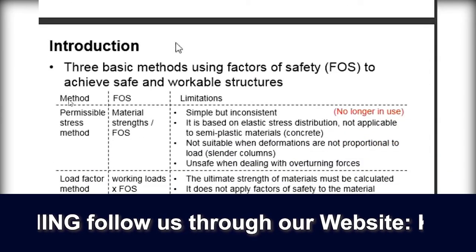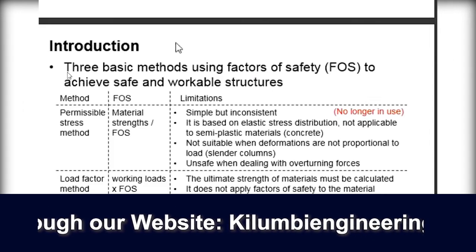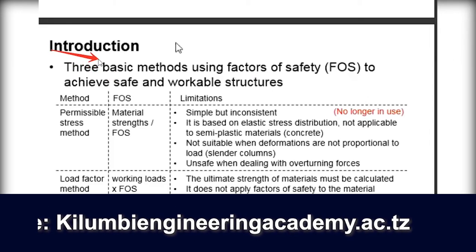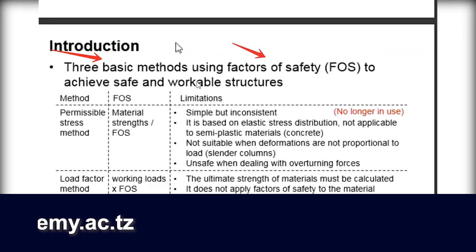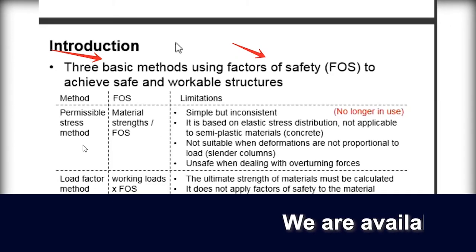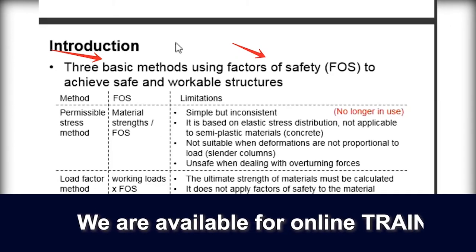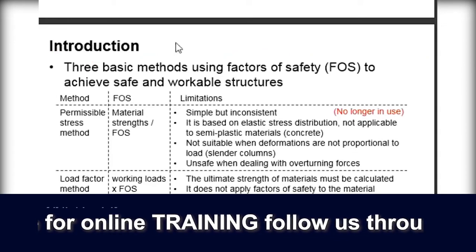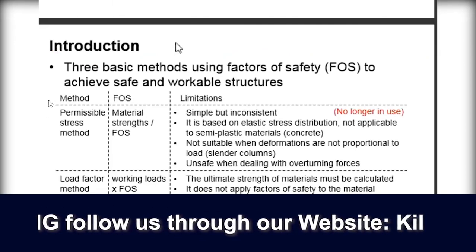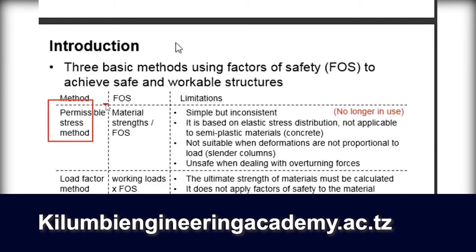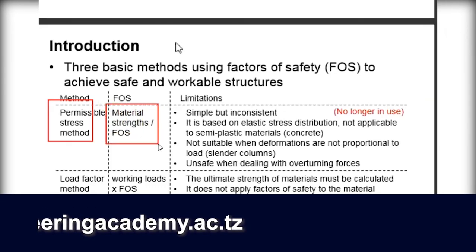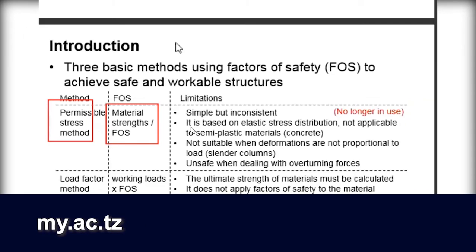Now, the introduction. The three basic methods usually used to achieve the factor of safety are as follows. The first one is permissible stress. Now, the factor of safety on material strength is limited by this one.